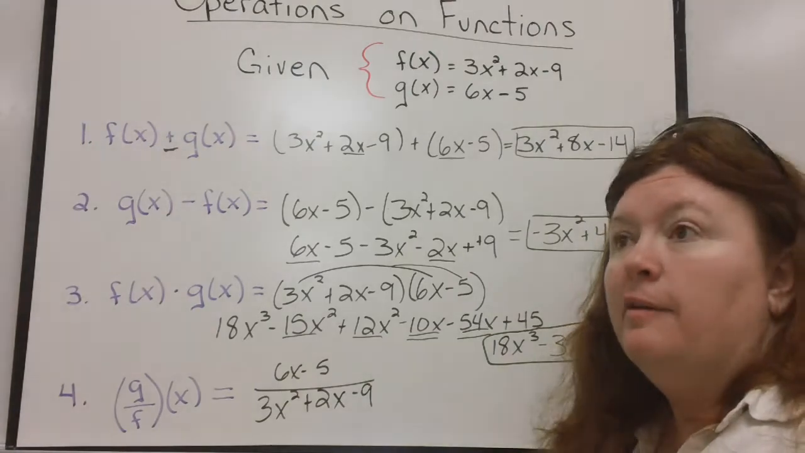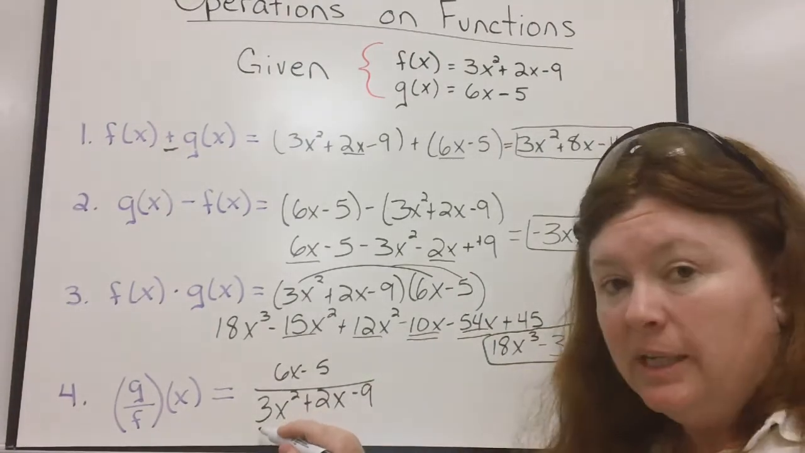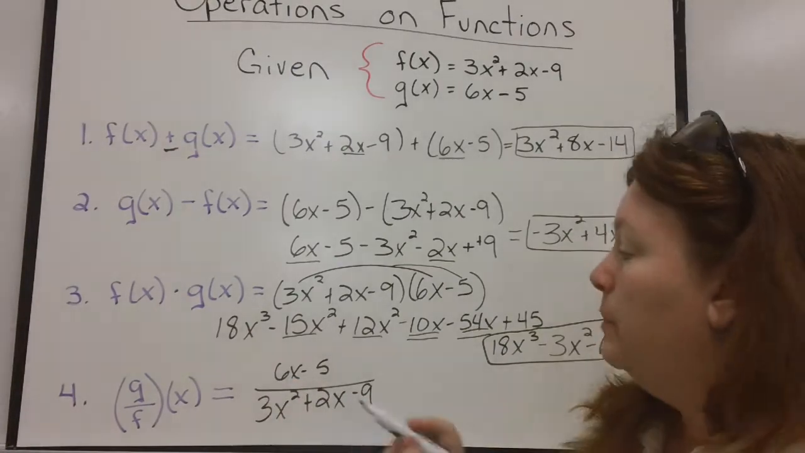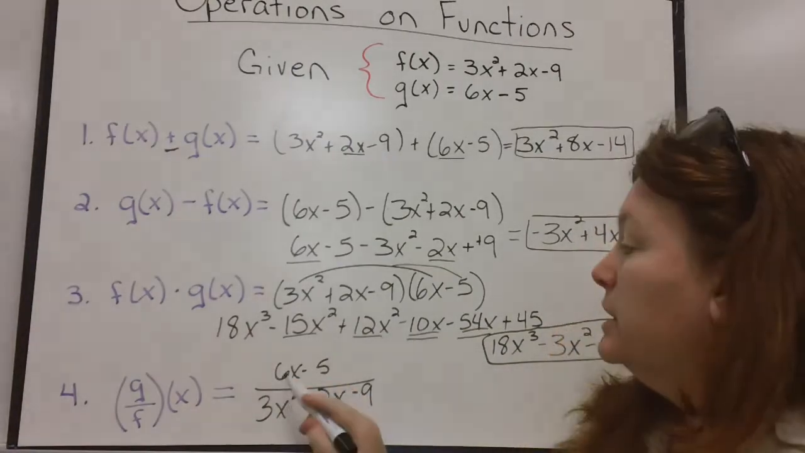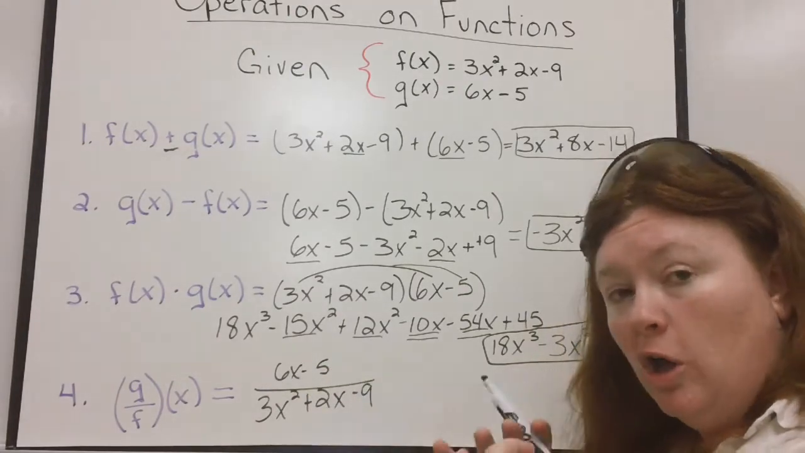Now, very important, this 3 will absolutely not go into that 6, because those are little pieces. This is not a 6. It's a 6x minus 5. It's all together.